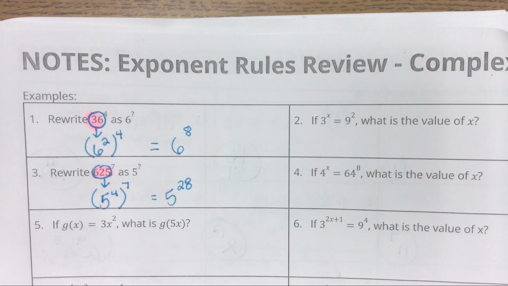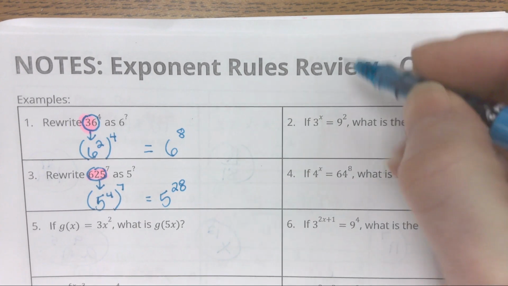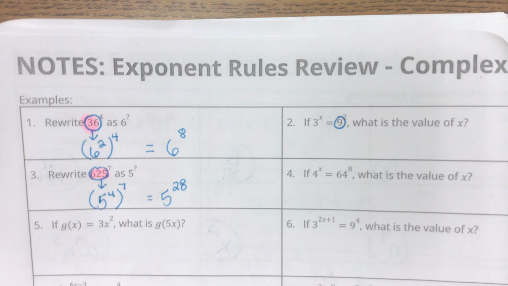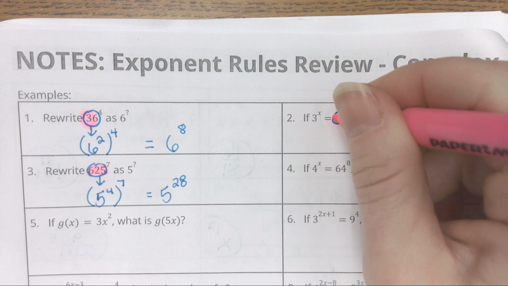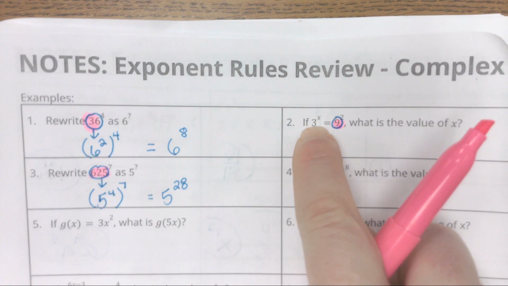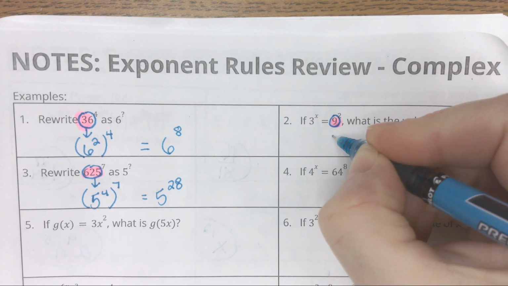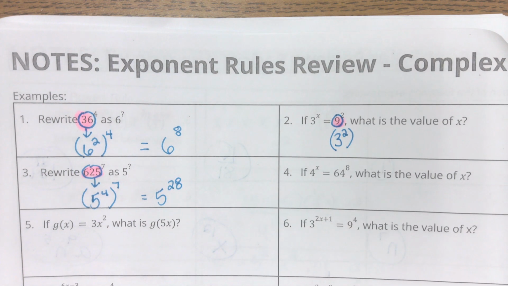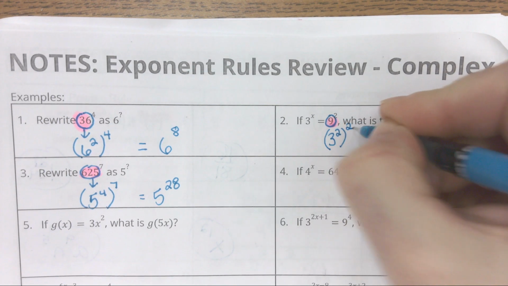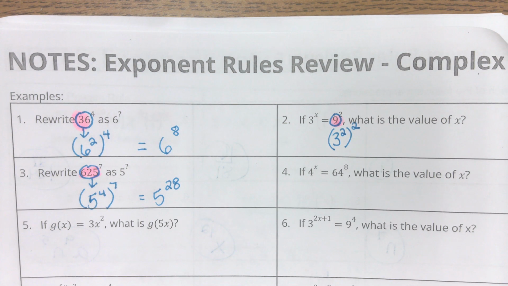Okay, let's do 2 and 4. So I want to figure out what exponent of 3 is 9 squared. So we're going to circle the base, the 9. Can you rewrite 9 as 3 to an exponent? 3 to the what? 3 squared. And outside, do you see that 9 was squared again? So I'm going to write a squared on the outside. Okay, what's the value of x? It's just 4.